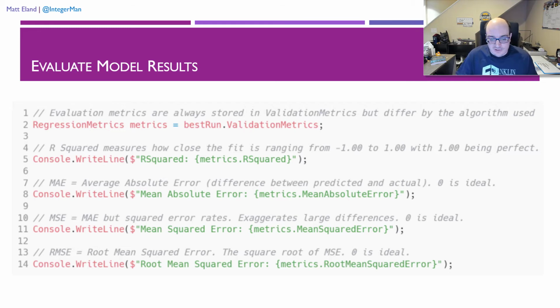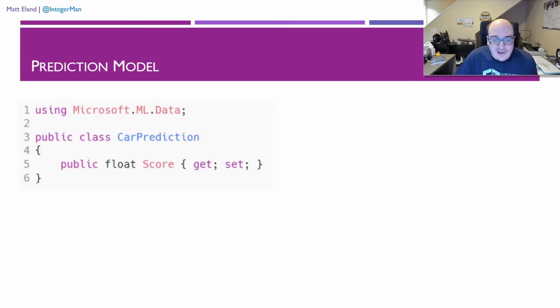So let's say we want to deploy this. Well, next thing we need to do is create a class to represent our score. The score is really the prediction, the MSRP that we are predicting here for our cars. So with our score, this is the predicted MSRP. Very simple class. We actually don't even need that using statement on line 1. I put it in there out of habit.